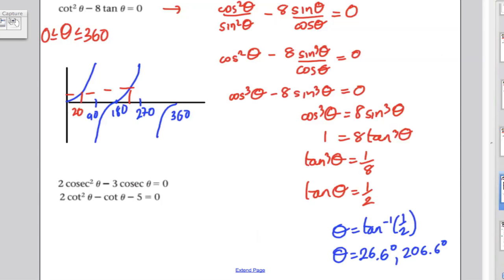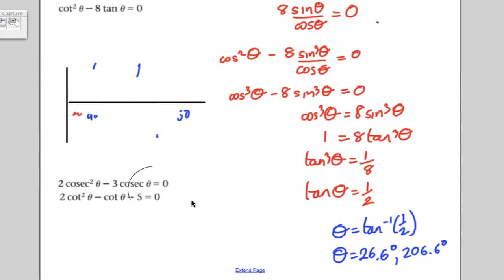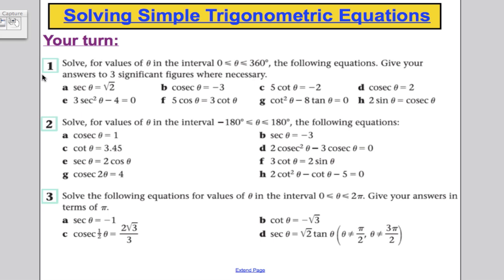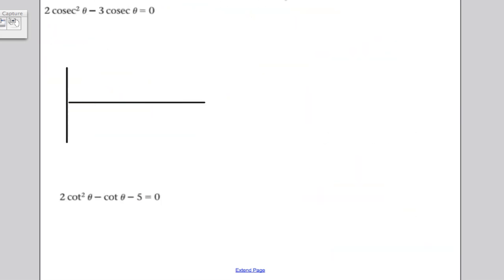I'll just do the 2 more I said I'd do. So this here now, I'm going to rub all this out. I'll do this one. We said we'd do that one. 2 cos squared theta minus 3, 2 cosec squared theta minus 3 cosec theta. And we were doing this between minus 180 and 180. So this is for theta between 180 and negative 180. So we're doing that one there.